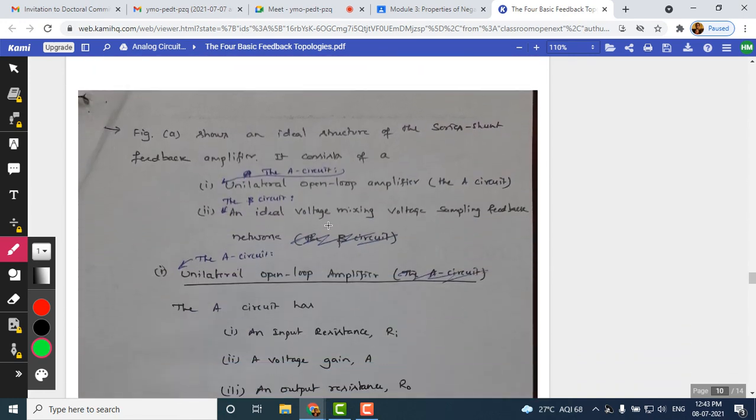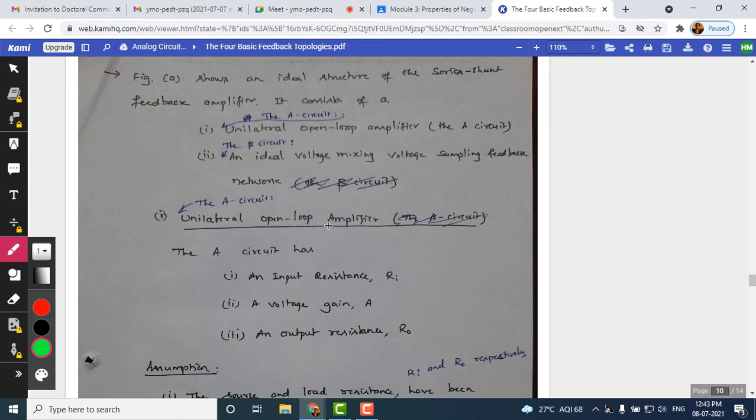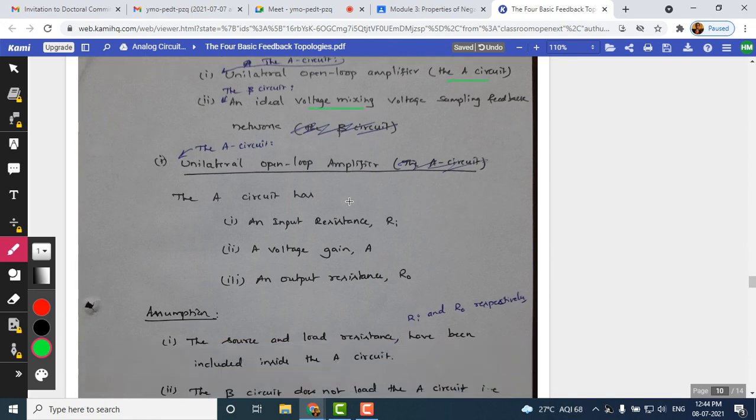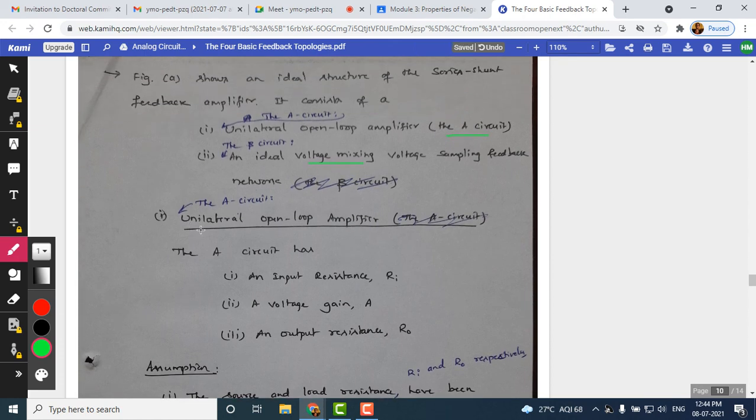Okay, let me move on to the next derivation part here. Whatever I explained now is already shown here. The A circuit is nothing but a unilateral open loop amplifier. The beta circuit is the feedback network that will help us in mixing the sampled voltage, so for voltage mixing that is going to be useful here. Unilateral means the amplifier has signal flow in only one direction. That's why it is called a unilateral circuit.